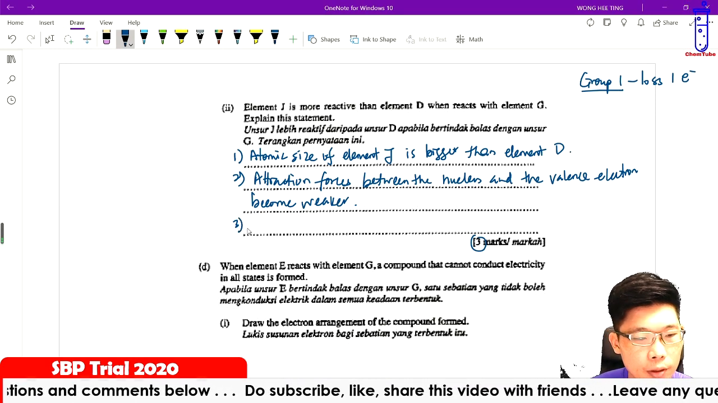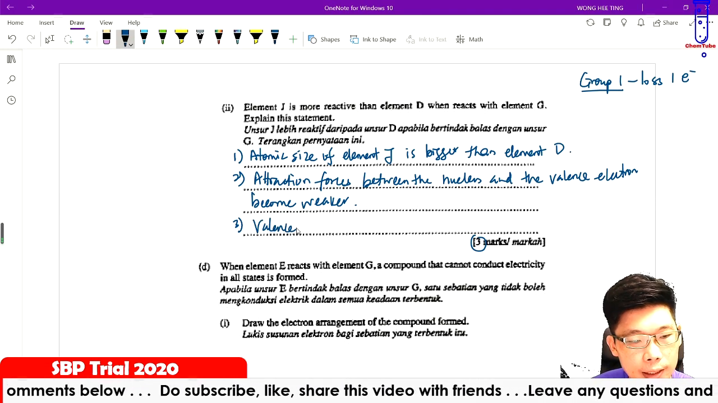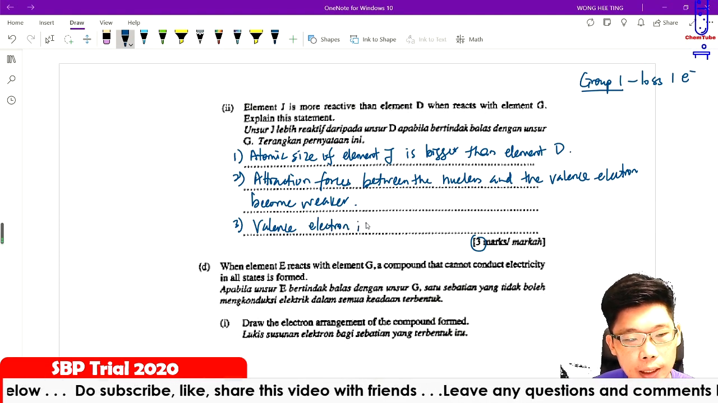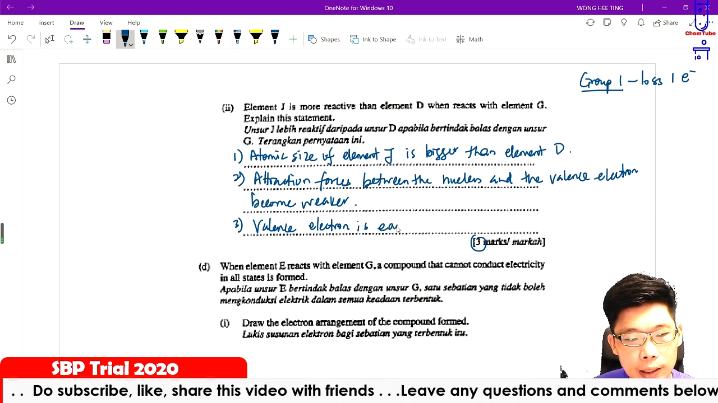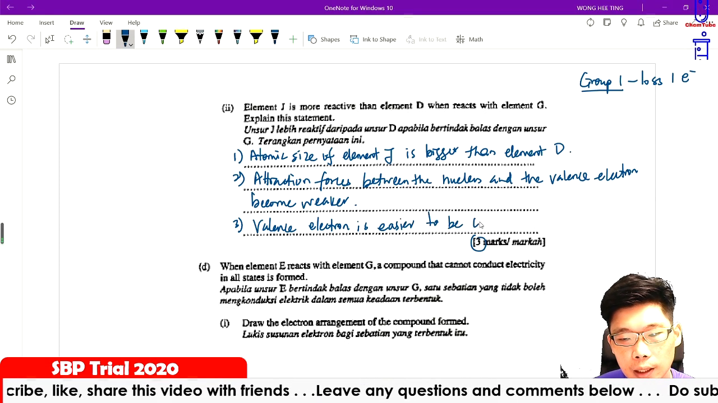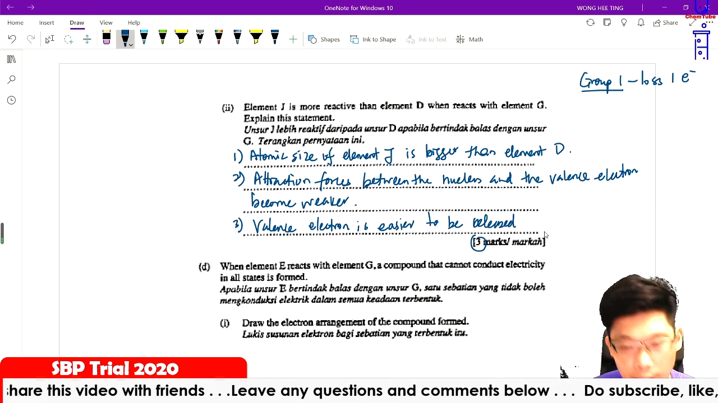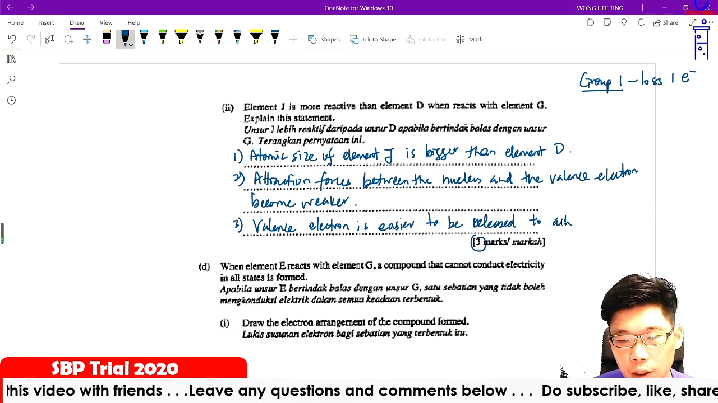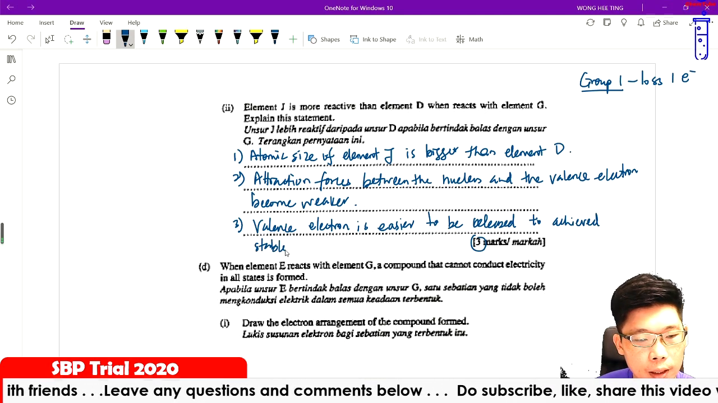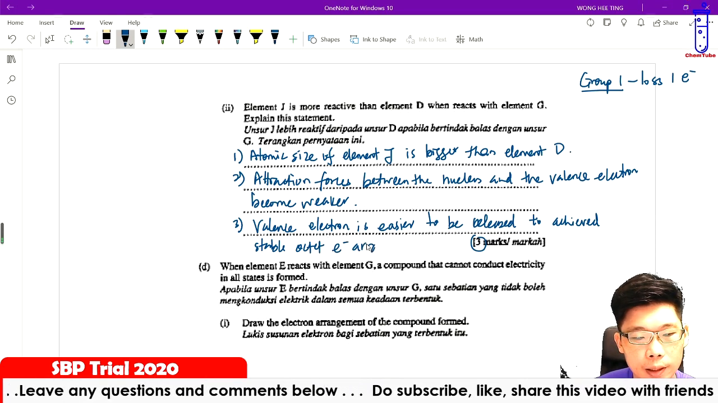Okay, so number 3, the valence electrons is easier to be released, to achieve stable octet electron arrangement.